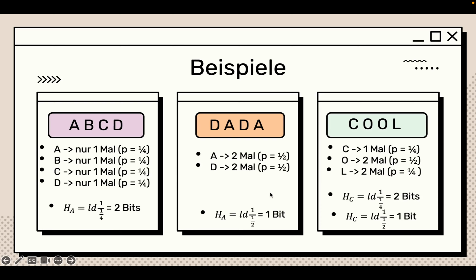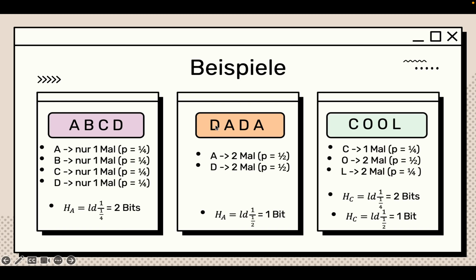We have some examples here. For example, we can see that we have our P, our probability in a sense, and we can see that we have A, and we have 4 characters, right? So A appears only once in the 4 characters. That's why we put 1/4. And B the same, C the same, D the same. Then we put P into our LD, and we get 2 bits. That means that to store the Zeichen A, we need 2 bits.